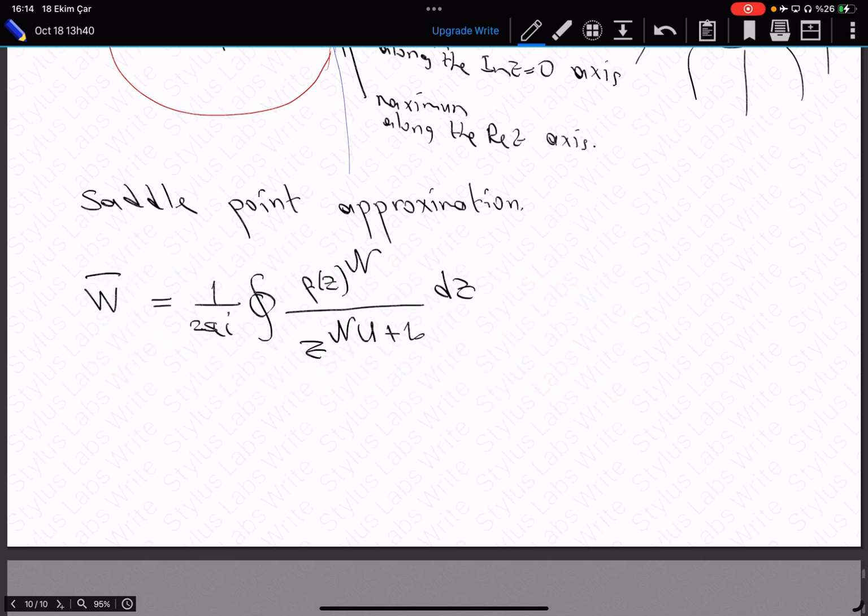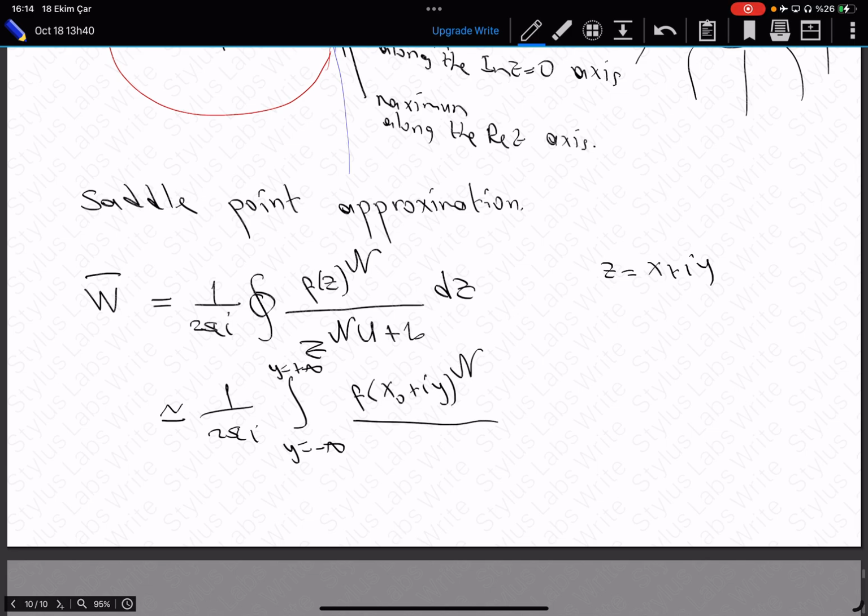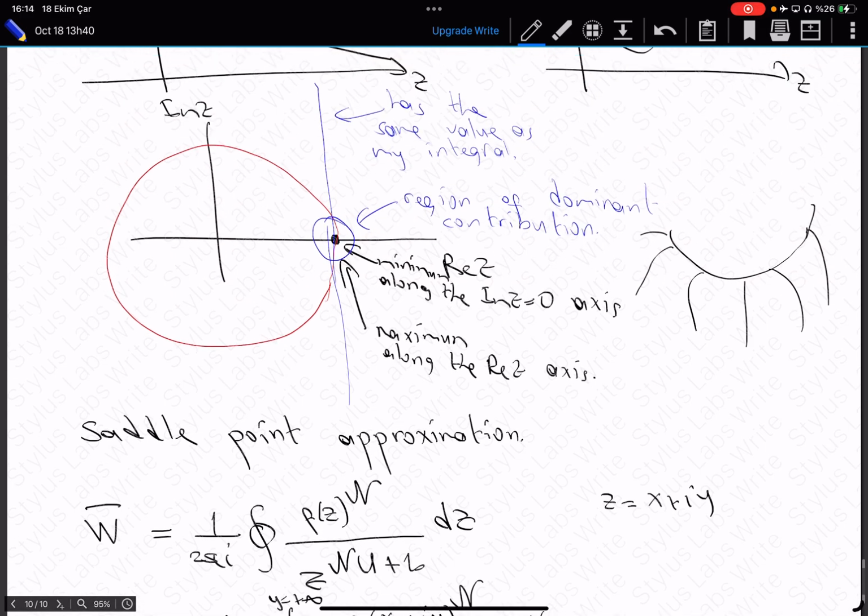So this is what I'm trying to integrate. I'm approximating this to 1 over 2 pi i. If I set z equal to x plus iy, I'm integrating from y equals minus infinity to y equals plus infinity f of x0 plus iy, divided by x0 plus iy to the power nu plus 1, i dy. And x0 is basically this point over here.